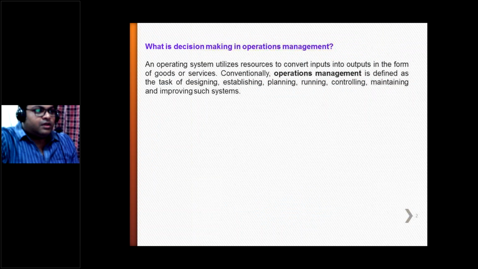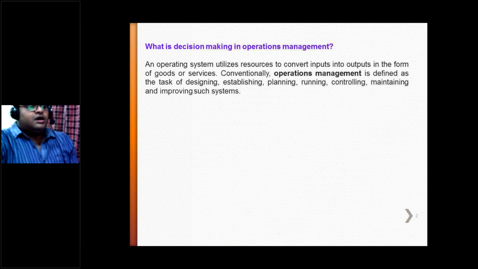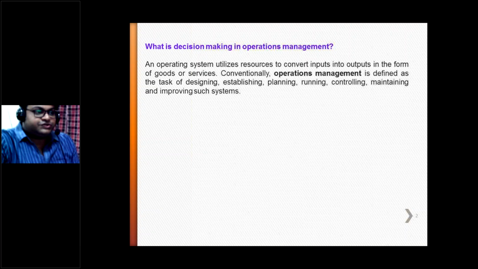Now, this presents what is decision making in operations management. An operating system utilizes resources to convert inputs into outputs in the form of goods or services. Conventionally, operations management is defined as the task of designing, establishing, planning, running, controlling, maintaining, and improving such systems.